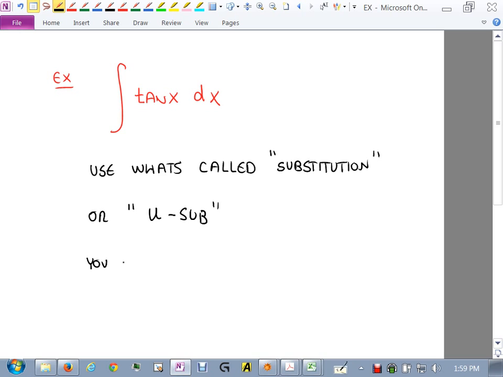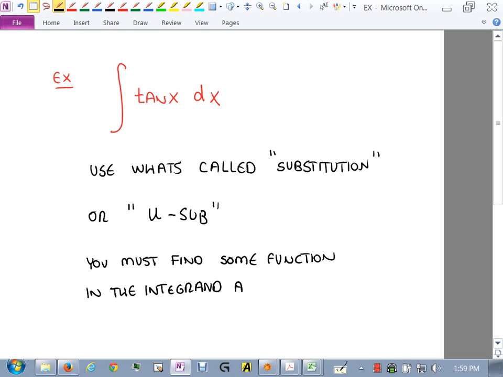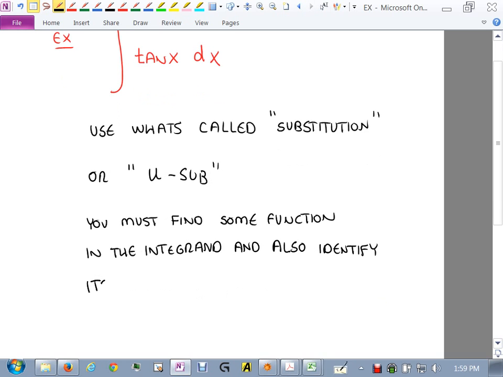You must find some function in the integrand and also identify its derivative in the integrand.